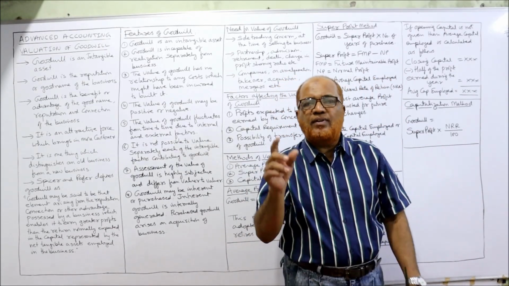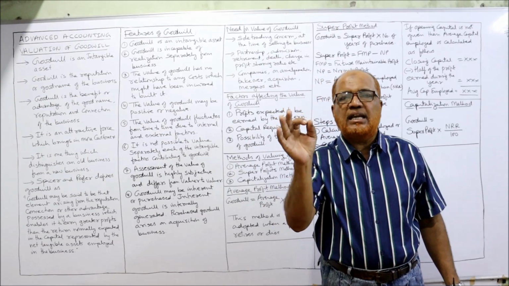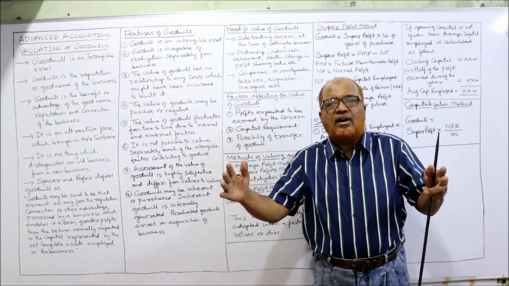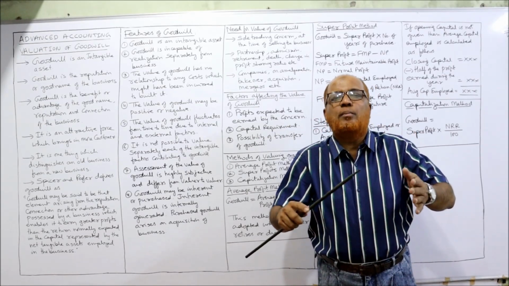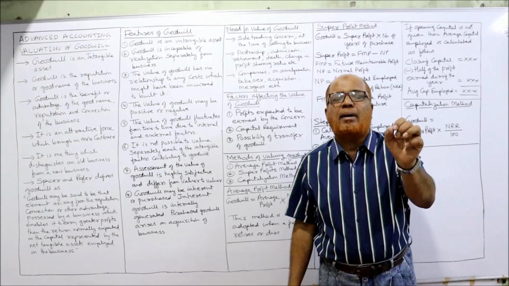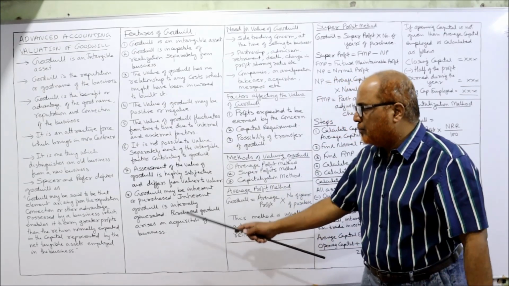There is no specific method to precisely calculate the value of goodwill. The value of goodwill will differ from person to person because so many methods are there. So valuation of goodwill is a subjective matter. It differs from person to person.